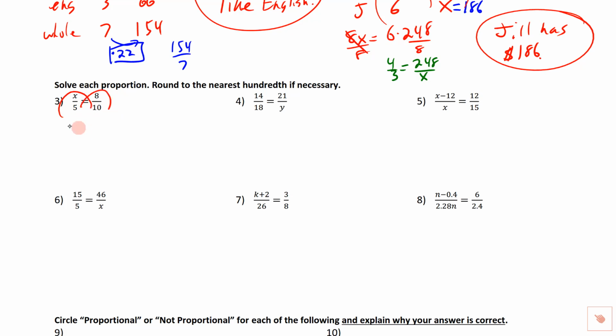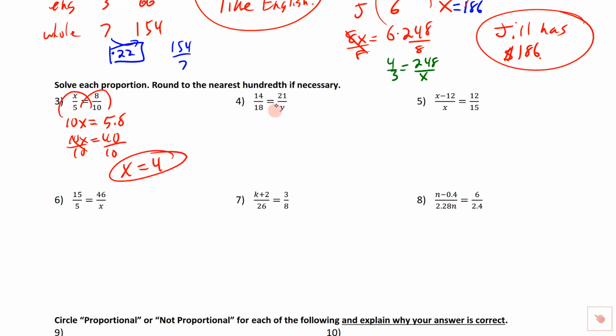I'm going to do cross multiplying here. So this is 10x, and on this one, because this is such a small number, I'm going to go ahead and do 8 times 5 is 40. Let me write that first though, just to make sure we're all on the same page here. So 5 times 8, this would be 10x equals 40. We're just going to divide by 10, so we're going to end up with x equals 4. So there's the answer on that one.